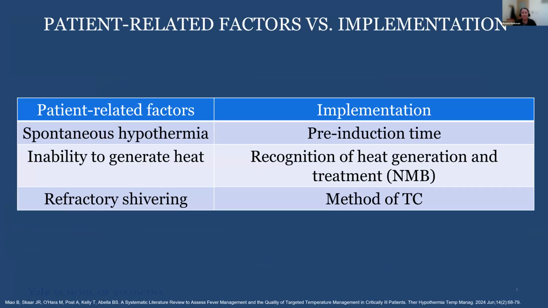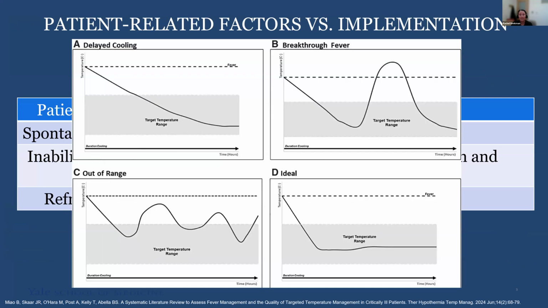It is really important to be able to differentiate patient-related factors from implementation-related factors. High-quality temperature control must be defined based on implementation factors, such as the time to initiate therapy or treatments for shivering thermogenesis, rather than time to achieve target temperature. In this figure, you can see temperature curves that are suboptimal, such as delayed cooling, breakthrough fever, or increased time out of temperature range. While high-quality temperature control should aim to achieve the highest percentage of time within the goal temperature range, it's not the only variable that's important.